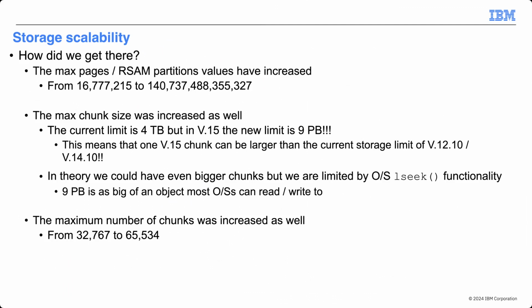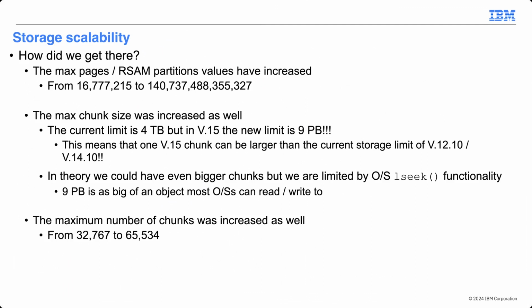The chunk limit has been increased as well. The current limit was 4 terabytes. The new limit is now 9 petabytes for a single chunk. Now, the storage limit of version 14 is around 8.5 petabytes. So that means you could take a fully maxed out Informix instance and store it in less than one chunk of Informix 15. I mean, that's how big of a change this is.